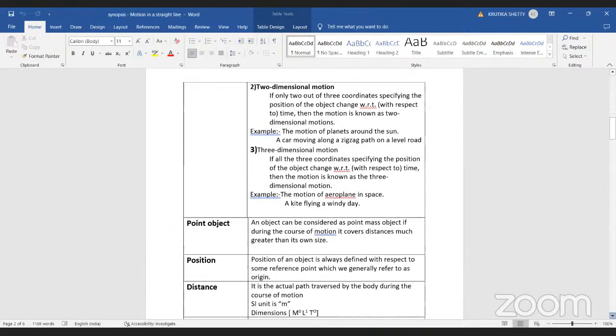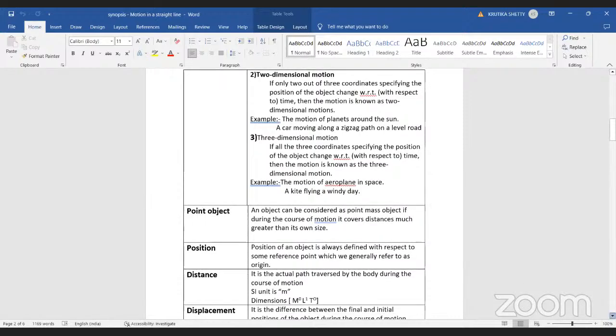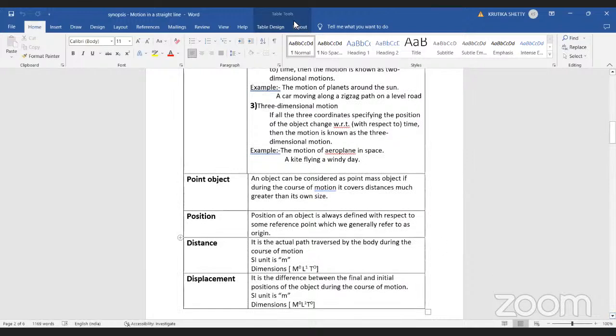Next, the very important terms in this lesson are position, distance and displacement. Whenever you study any kind of motion, everything starts with these terms. The position of an object is always defined with respect to some reference point, which we generally refer to as the origin. To state a position we need a specific point, and that specific point is called the origin.